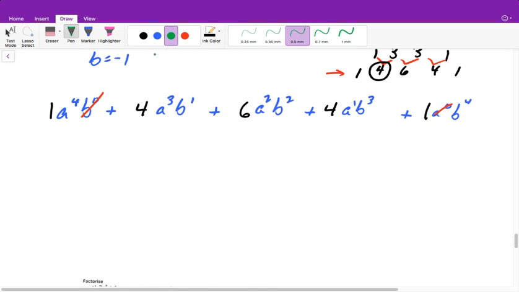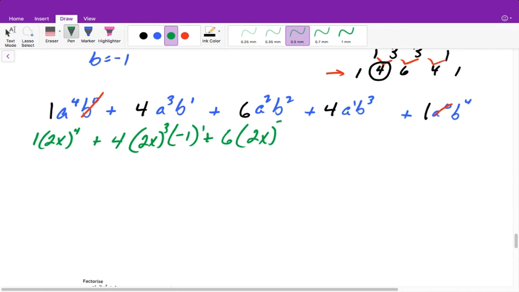All right, so now I'll go ahead. It will be (2x) to the fourth power times 1, plus 4 times (2x) cubed times (negative 1) to the first, plus 6 times (2x) squared times (negative 1) squared, plus 4 times 2x times (negative 1) cubed, plus (negative 1) to the fourth power.